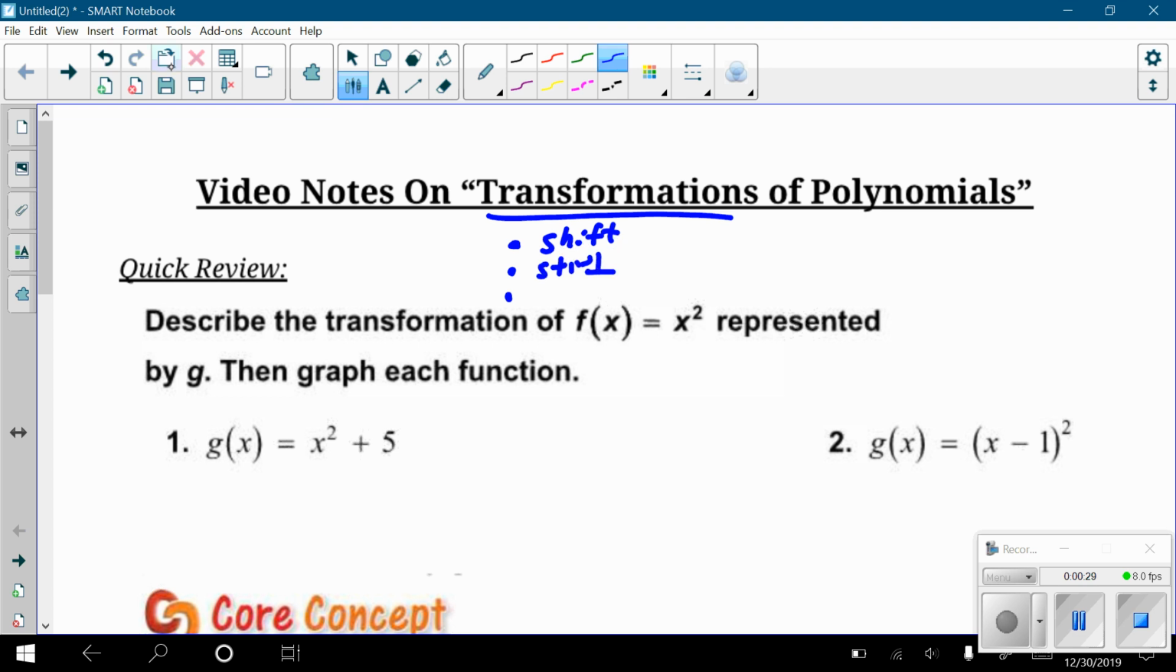So you can stretch a graph to make it skinnier, or you can kind of shrink it to make it wider. And we also talked about reflecting graphs. So you can flip it over the x-axis or the y-axis. So you can do a reflection.